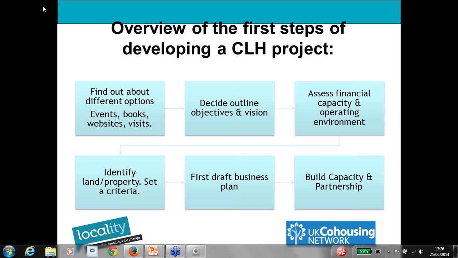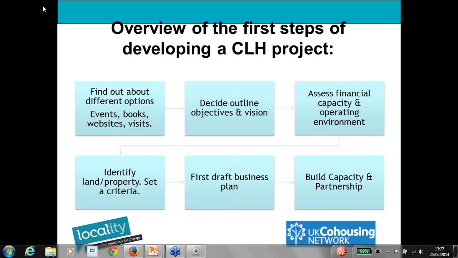Going back to the beginning of this webinar, decide your outline objectives and your vision. Don't pass this point until you've done that on a side of A4. We're not talking about reams and reams of academic material here. What is it that you want to do? What need is it meeting? Who are you doing it for? How are the decisions going to be taken? Where is it going to be? What kind of financial capacity do you think you have? Obviously, you can't answer those questions infinitely at this stage, but you can start to at least identify some of the questions that you need to be asking and finding out that best suits your vision.